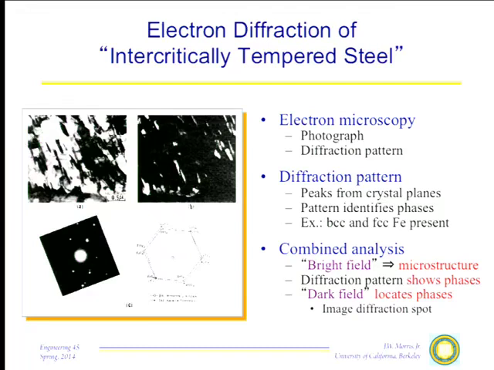You can then do, and you can do this with X-rays too, what's called a dark field. You can put your detector right on one of these spots, in which case the phase or structure associated with that spot will light up, and the other will remain dark. So in this bright field, it turns out there's a mixture of the two phases.